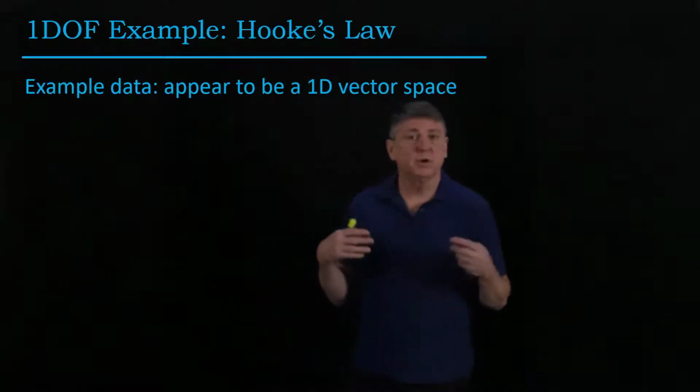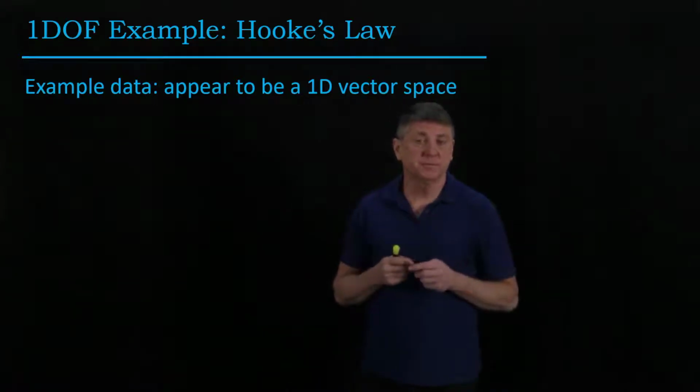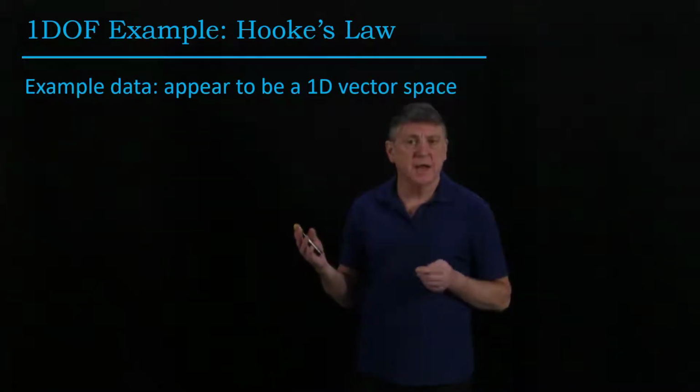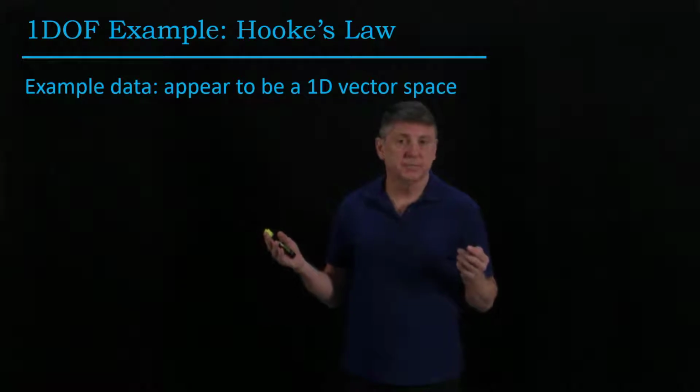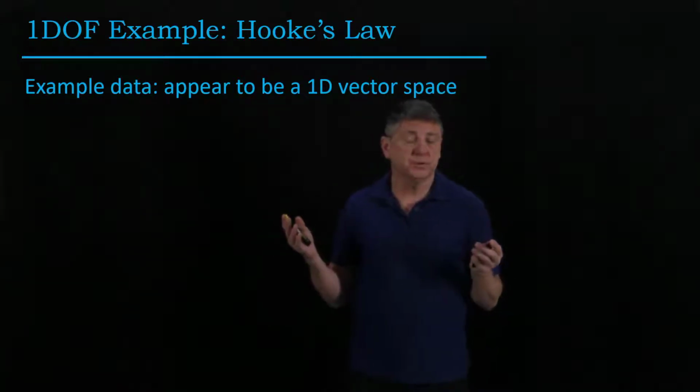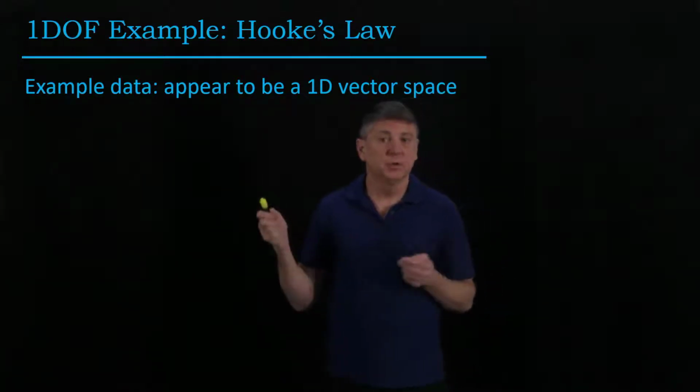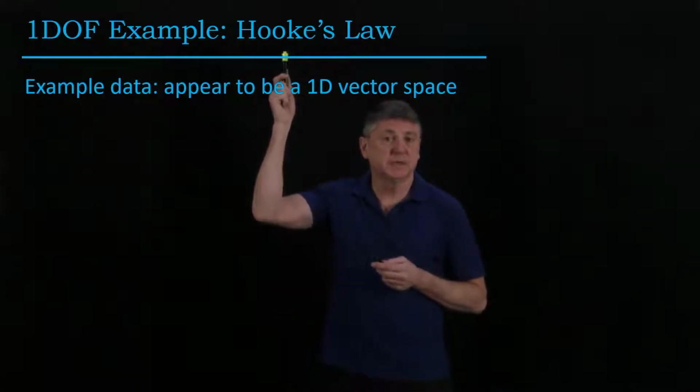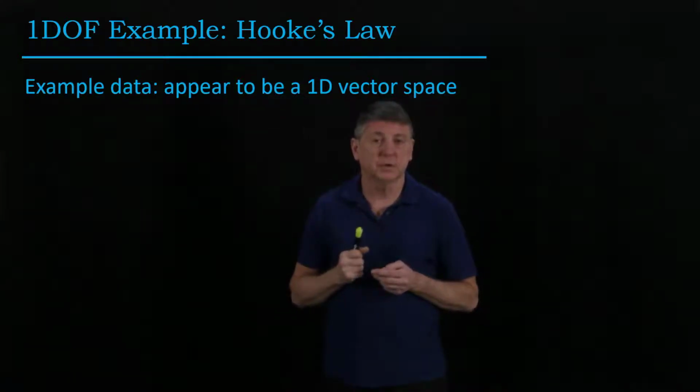Welcome. In this session in linear data analysis, we'll explore a couple of examples of data that we can use for linear regression. One example are data that appear to be in a 1D vector space. That is, they go through the origin and they appear to be linear. And one person who discovered a rule for this was the famous 17th century intellectual from England, Robert Hooke.